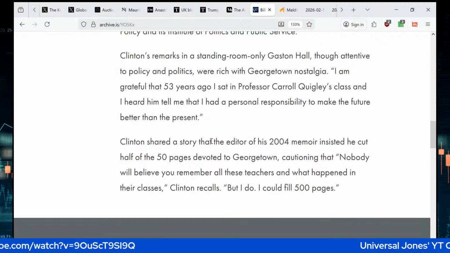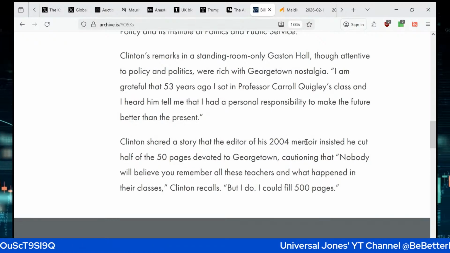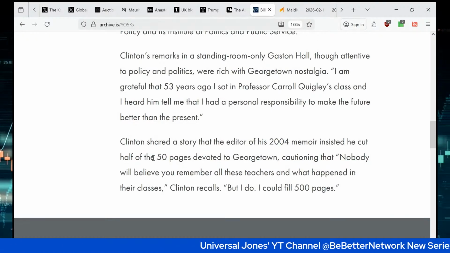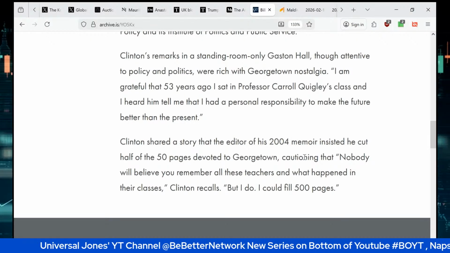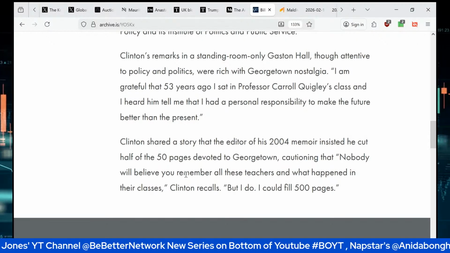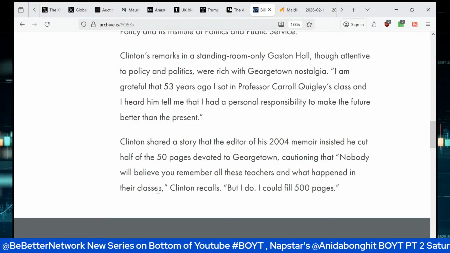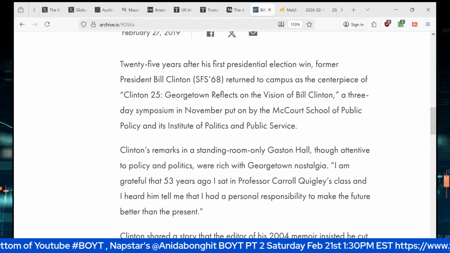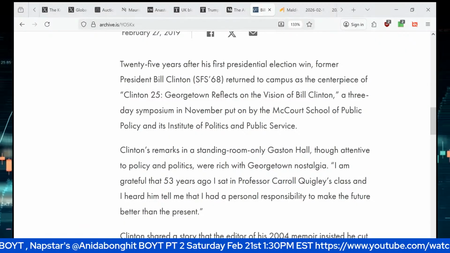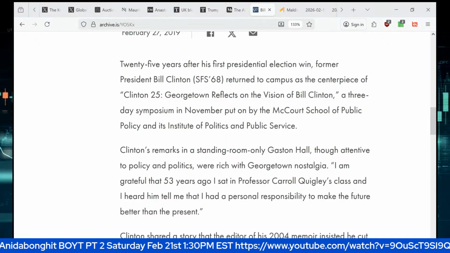Clinton shared a story that the editor of his 2004 memoir insisted he cut half of the 50 pages devoted to Georgetown, cautioning that nobody will believe you remember all these teachers and what happened in their classes. But I do. I could fill 500 pages. Well, the only ones that were mentioned, right, is Carroll Quigley, as far as we know.